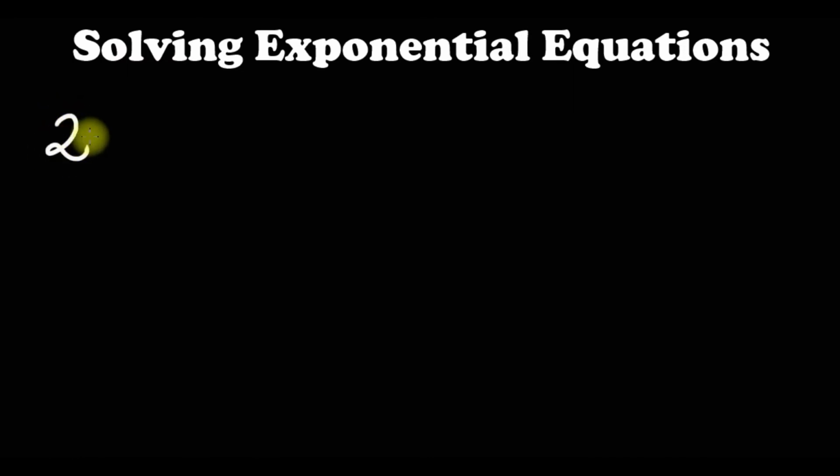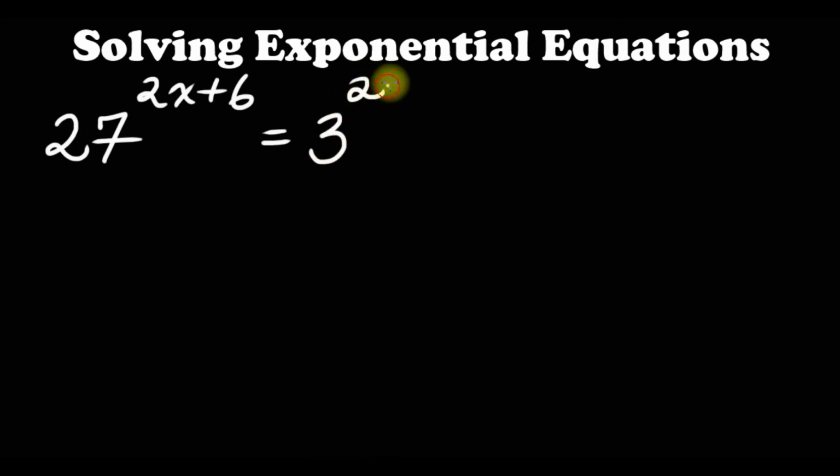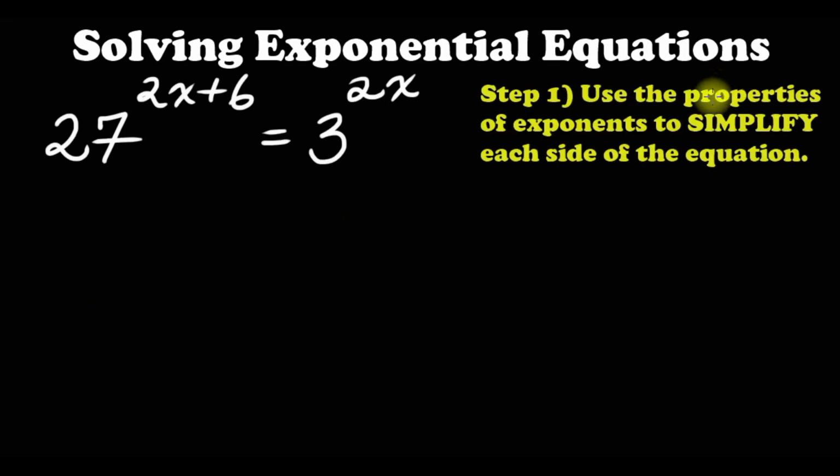Next example, we have 27 to the 2x plus 6 is 3 to the 2x. So here is another exponential equation. So here we have to solve for x. So let's take a look at step 1. The first thing we have to do is use the properties of exponents to simplify each side of the equation. So according to this, we do not have to do that.